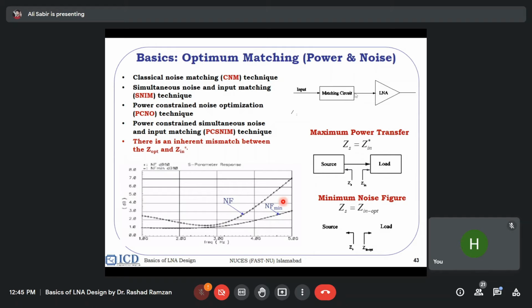So to avoid the reflection in power, we have to do the conjugate power matching, and this will give us a noise figure. And if we have a noise matching, then we will get a noise figure minimum.